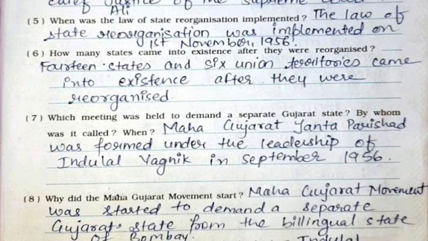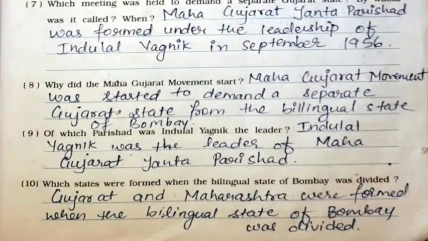Seventh one, which meeting was held to demand a separate Gujarat state? By whom was it called? When? Mahagujarat Janta Parishad was formed under the leadership of Indulal Yagnik in September 1956. Eighth one, why did the Mahagujarat movement start? Mahagujarat movement was started to demand a separate Gujarat state from the bilingual state of Bombay.